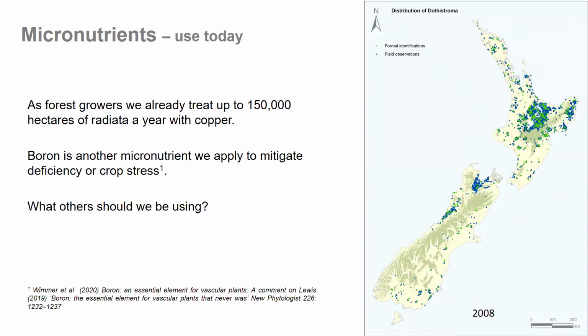Micronutrients in use today: forest growers treat 150,000 hectares of radiata a year with copper, copper being a micronutrient. You can see on the image on the right-hand side, back in 2008, the distribution and abundance of Dothistroma-treated areas. Boron is another micronutrient we apply to mitigate deficiency. More often we believe it's related to managing crop stress. So the question is, what other micronutrients should we be using?